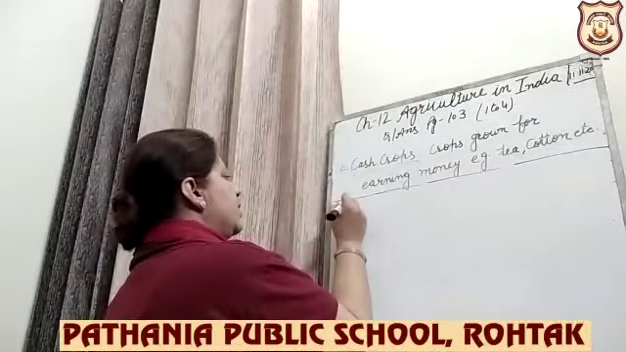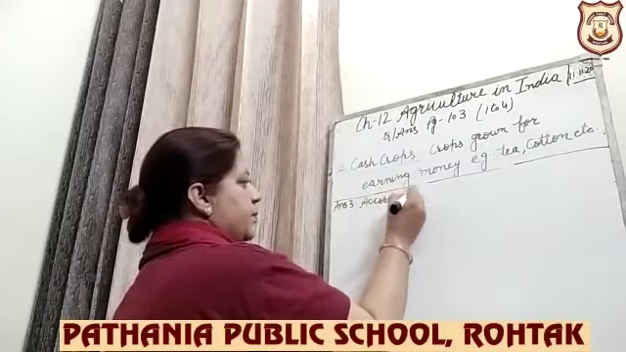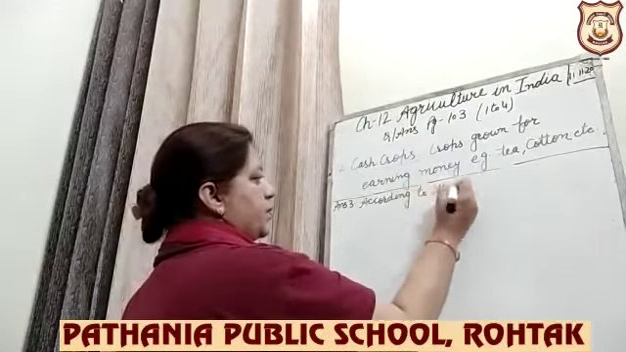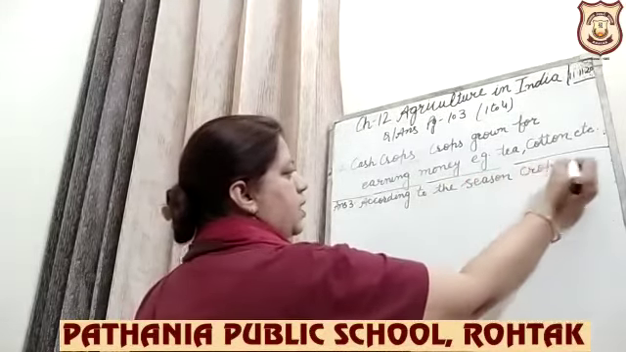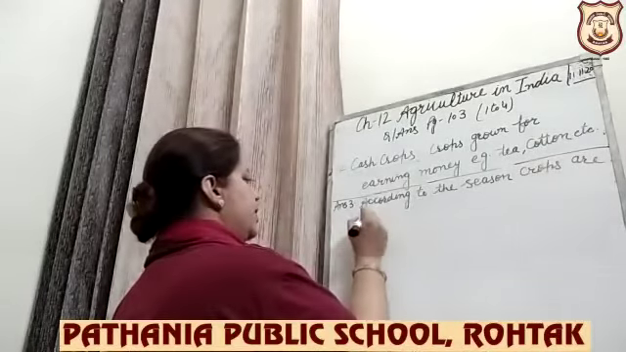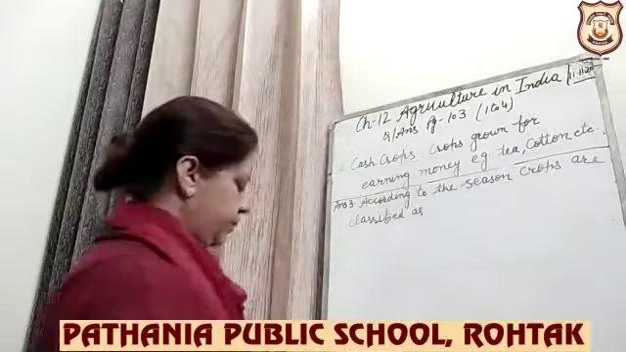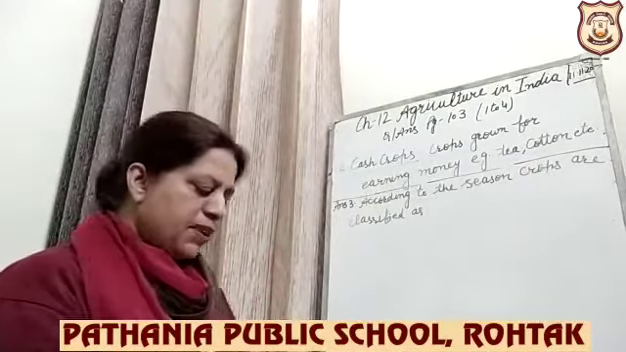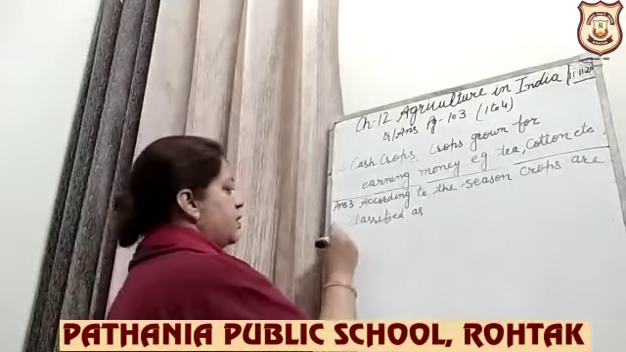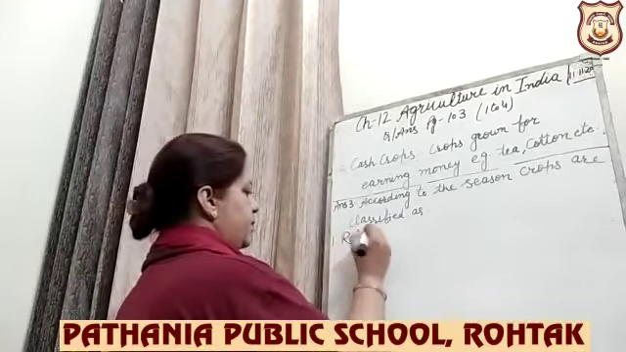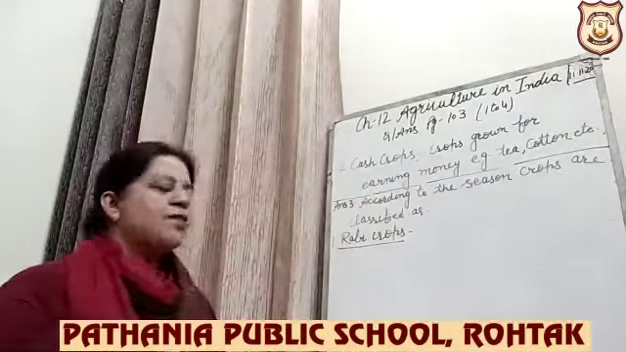answer number three, according to the season, crops are classified as, number one, rabi crops, number two, kharif crops. So, number one, rabi crops. You have to explain that.